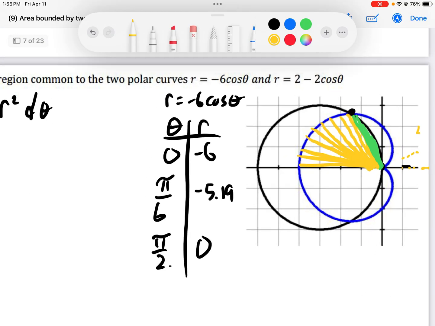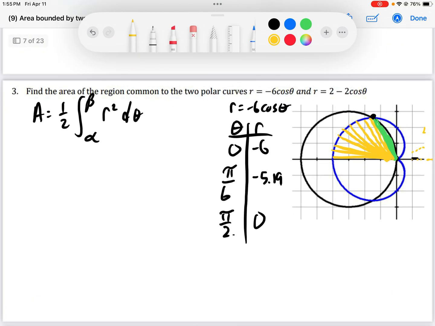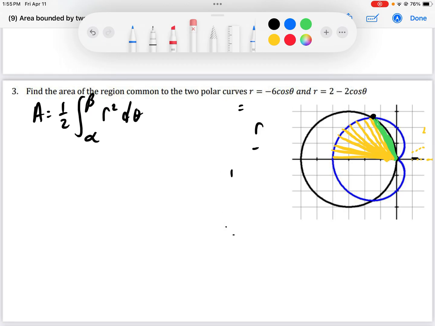Then I'll integrate those two things, I'll double it, and that should be my area. Okay, question now is I got to find that theta where these two things intersect. Where those intersect is when the r is the same number. So what I'm going to do is I'm going to set these equal to each other.